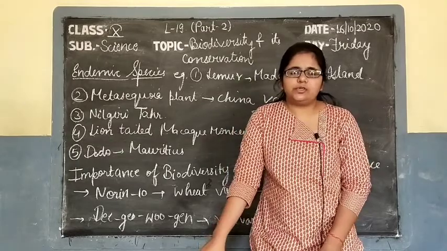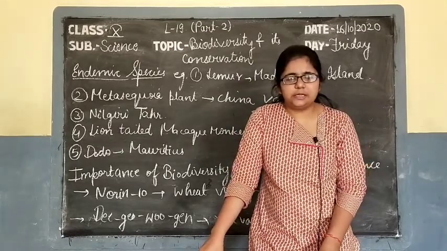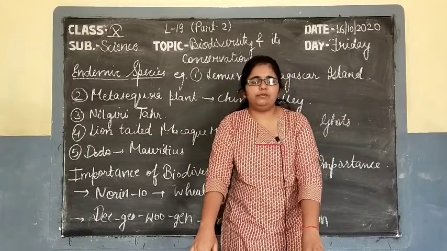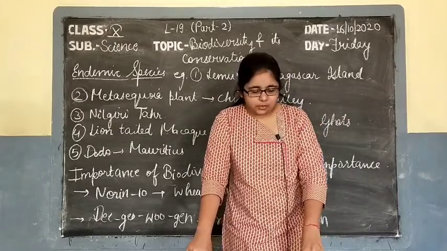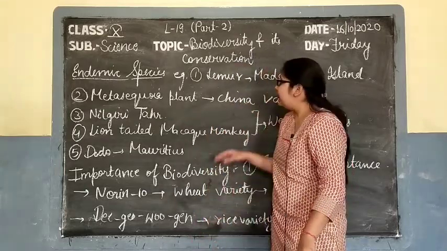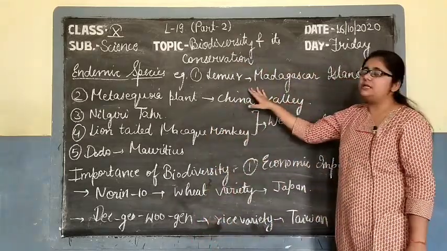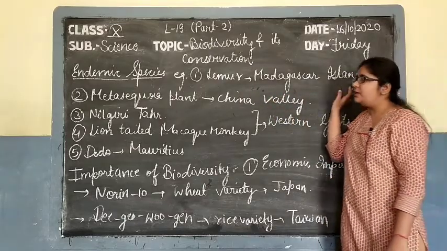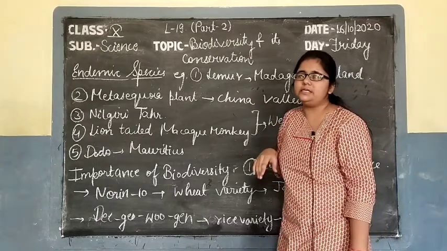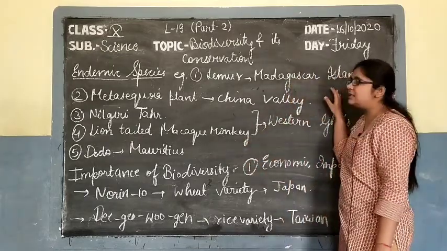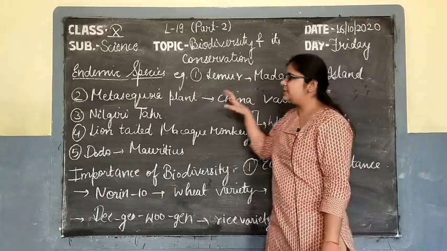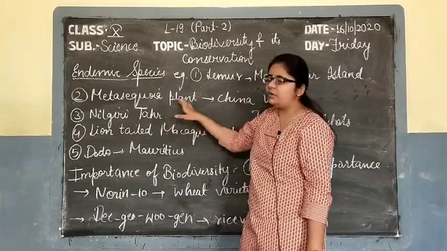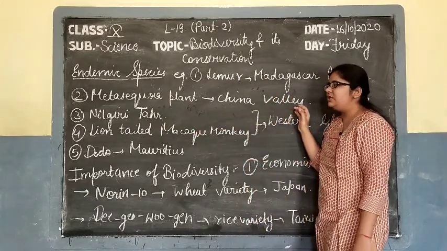So the distribution and extension of that species is limited to a particular area, to a particular environment and between particular neighbors. The examples of endemic species are, first of all, lemurs, which are present particularly in the Madagascar islands. These lemurs are not present anywhere else, they are present specifically in the Madagascar islands. The second one is an example of a plant from the flora, the Metasequoia plant, which is present in the valley of China.